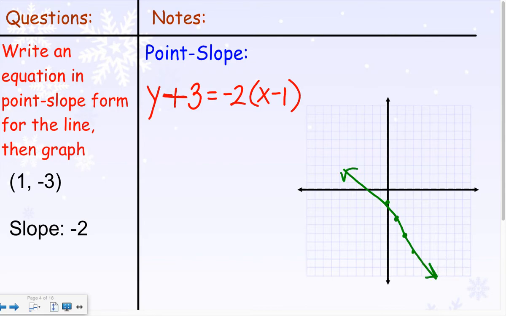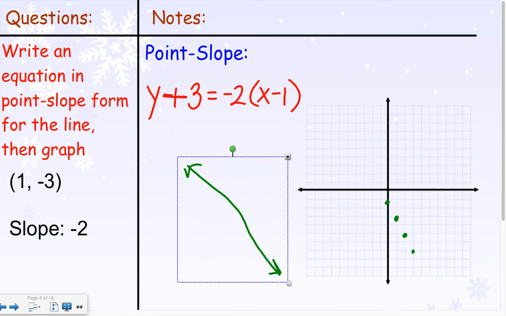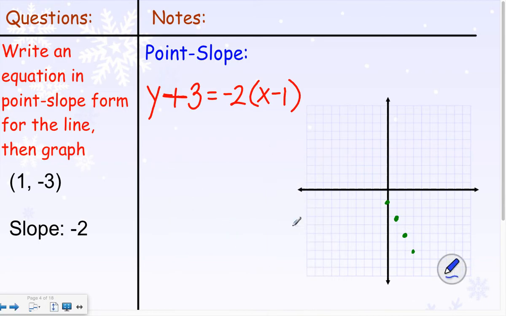That line isn't too straight. I'll try a new line here. My line doesn't want to cooperate, so I'll delete this and try my line again. There we go. That line looks much better.